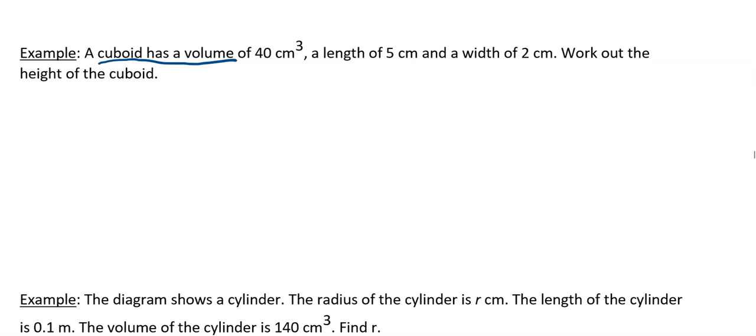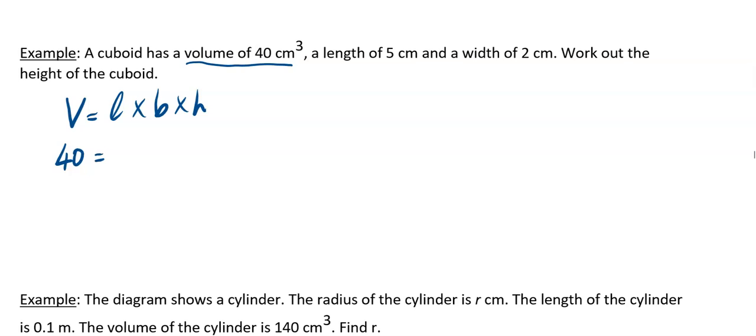We're talking about a cuboid and its volume. So what you want to do here is think about any formulas you know for the volume. So the volume of a cuboid is length times breadth times height. And then what we're going to do is read through this question again and see what we actually know. So the first thing we know, it says it has a volume of 40 centimeters cubed. So that means we replace the V part of our formula by 40. Next thing we know is it has a length of 5.